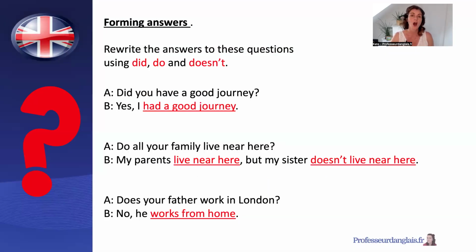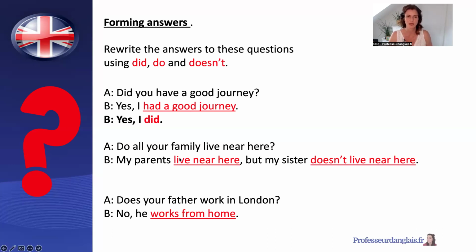And then when we form answers very often in English, we don't need a long formal answer. We can use a short answer. So we're going to have a recap with that also. I want you to rewrite the answers to these questions using did, do, and doesn't. So the first question, did you have a good journey? The long answer, yes, I had a good journey. Or you could say, yes, I did.